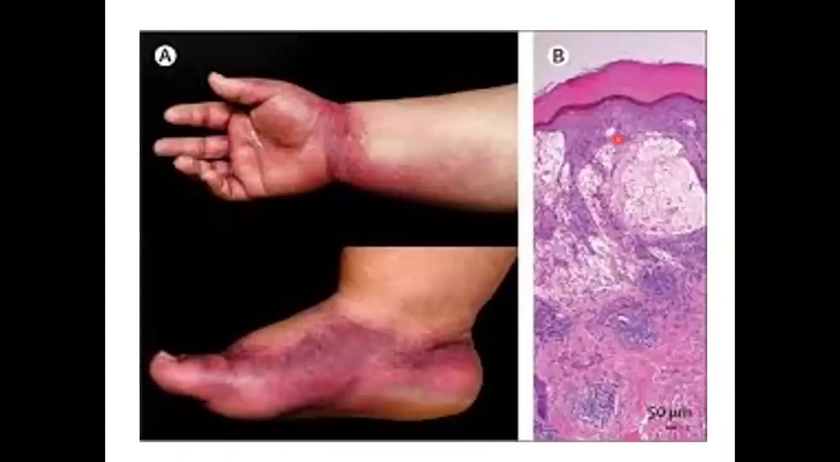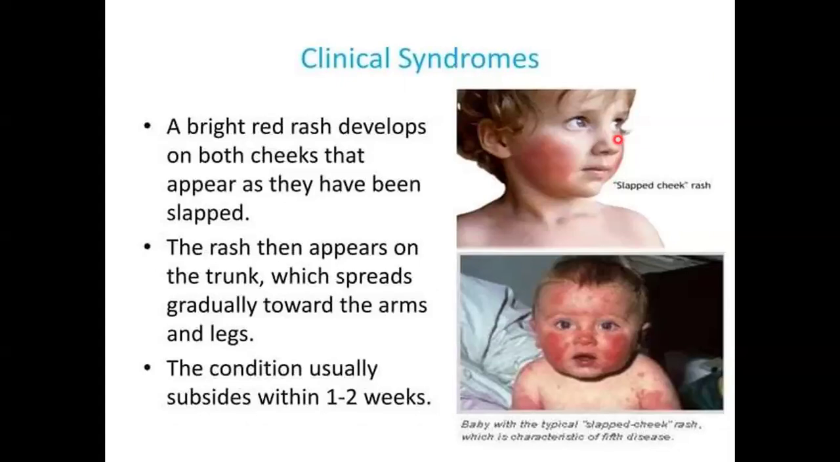Then for arthritis in adults, one thing you have to remember is the arthritis is symmetrical. Symmetrical meaning it affects the joints of both limbs. So the left hand, the right hand are affected, left leg are affected, and it usually affects the small joints. So fingers, hands, ankles. It can also extend to the knee. So the hip is spared, shoulder is spared, elbow is spared.